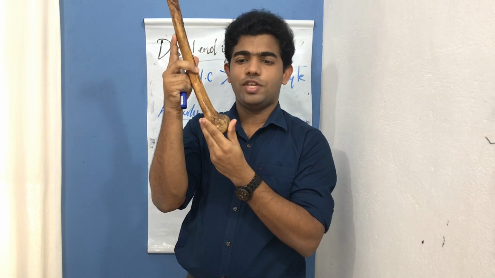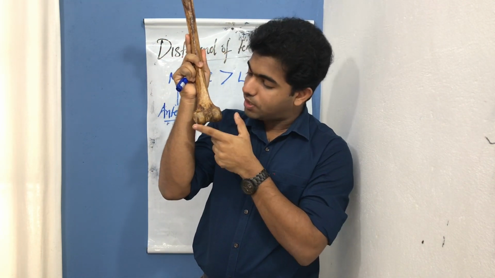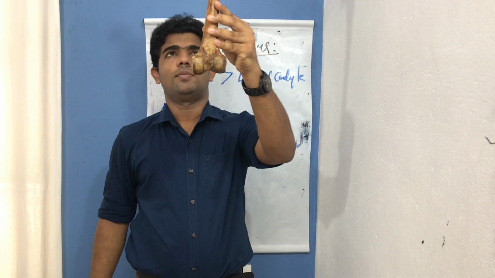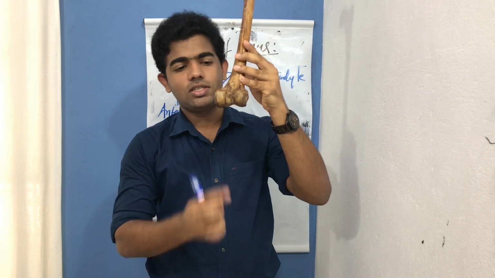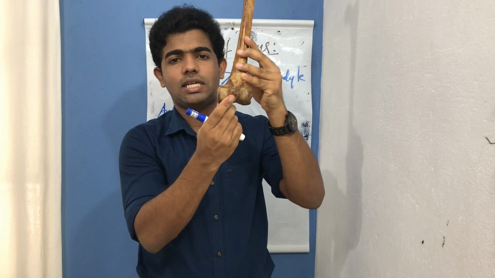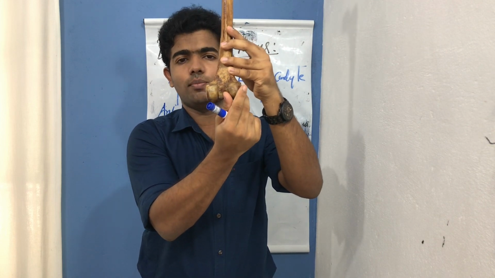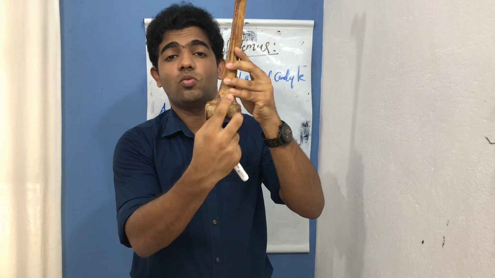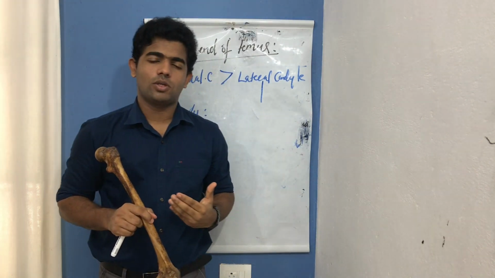What about the posterior aspect? If you are looking posteriorly, you can see that both the condyles are clearly visible, right? The most visible aspect is seen in the posterior location. You can clearly demarcate the larger medial condyle and the smaller lateral condyle. So in the posterior view, the condyles are very clearly visible. So those are the peculiarities of the condyles.